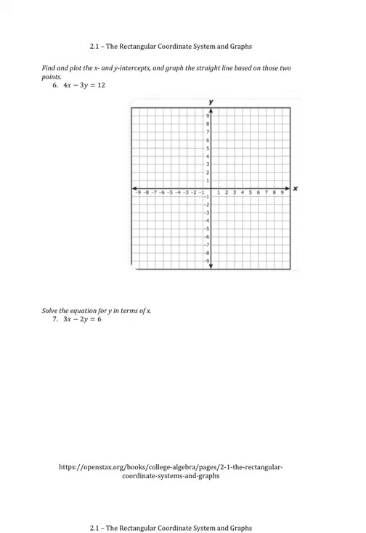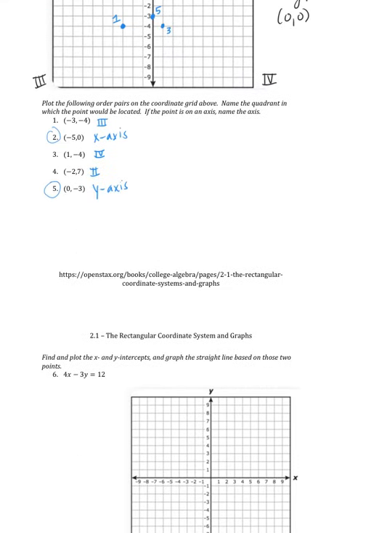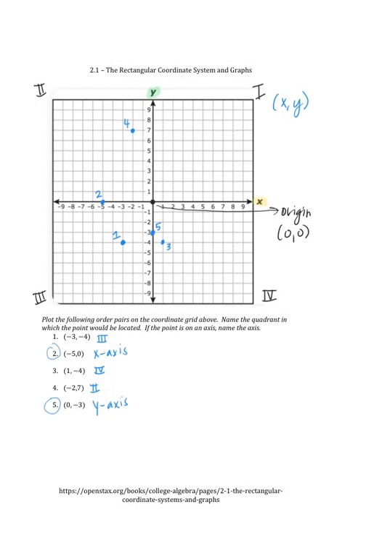All right, so now let's look at this next part. Find and plot the x and y intercepts and graph the straight line based on those 2 points. So here we're given an equation and we want to find the intercepts. Let's quickly look up at this example again. Number 2 and number 5 are both on the axis, right? If it's on the x-axis, that point or ordered pair is considered to be an x-intercept. It's called an x-intercept because it intercepts the x-axis, right?